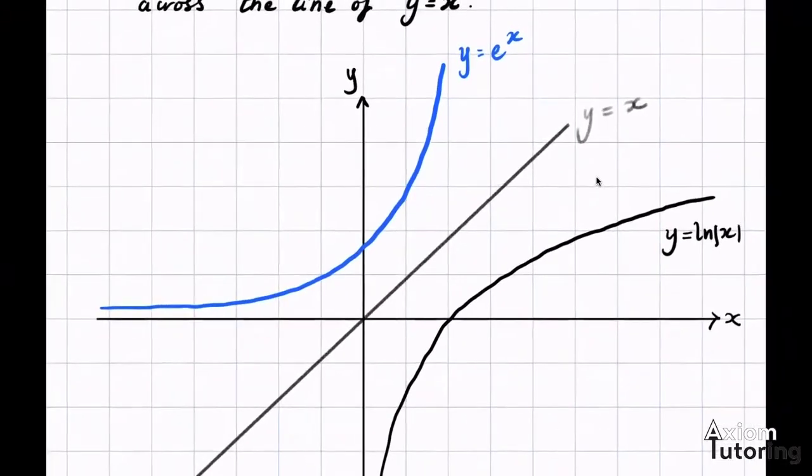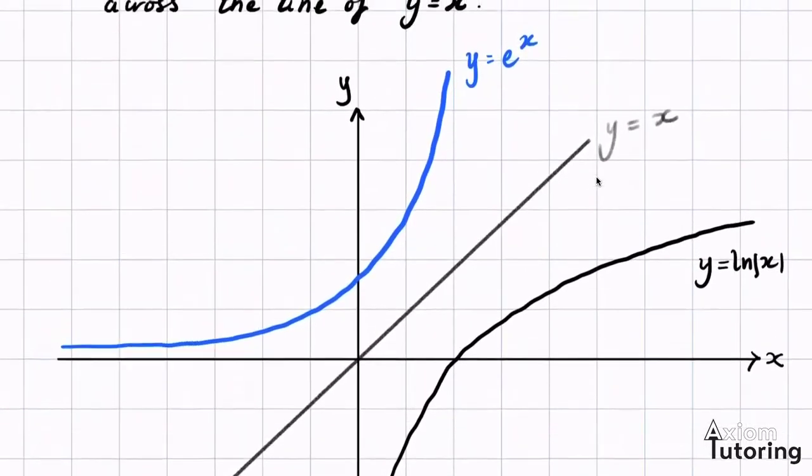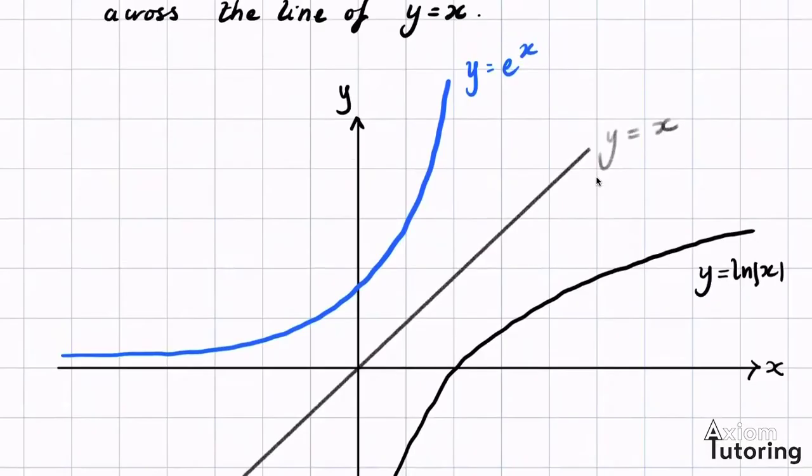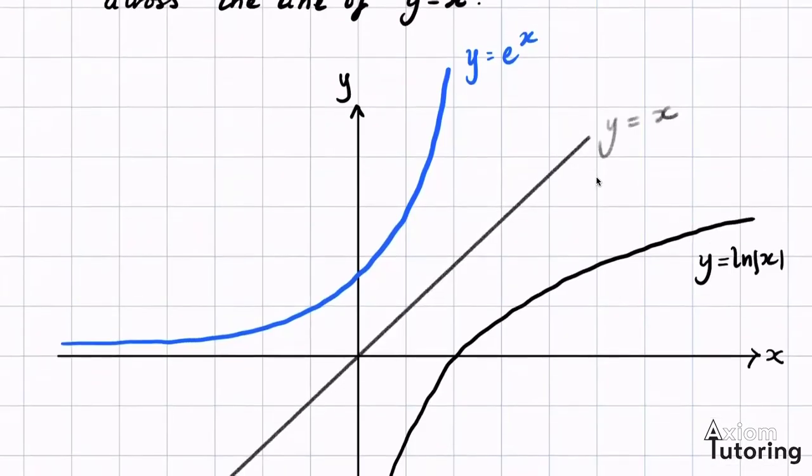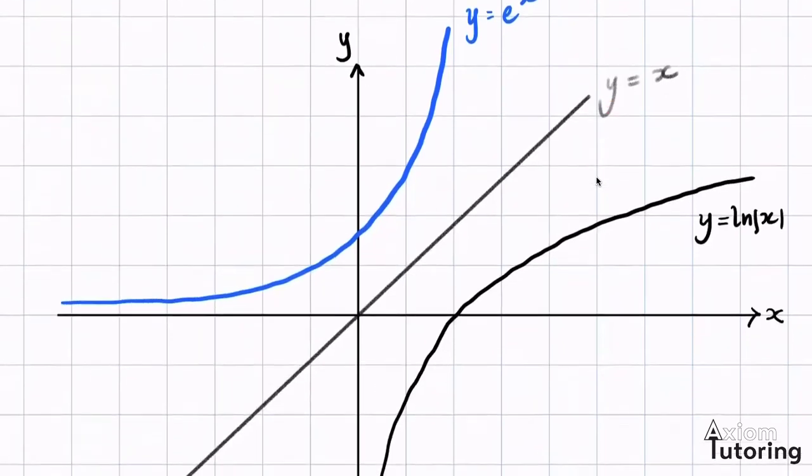And the example we have here is with our exponential function for y equals e to the x. The inverse of our exponential is our natural logarithm, so our ln function here. And we can see that these two functions are inverses of each other on our graph, as they are reflections of each other in the line of y equals x.